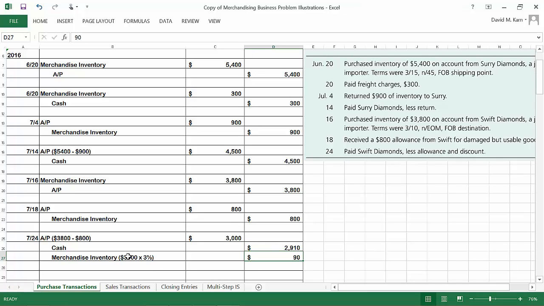So what you want to do here is realize that even though your account is paid in full, you only had to give them $2,910 of cash, not $3,000, because you received a $90 discount on the inventory you purchased.